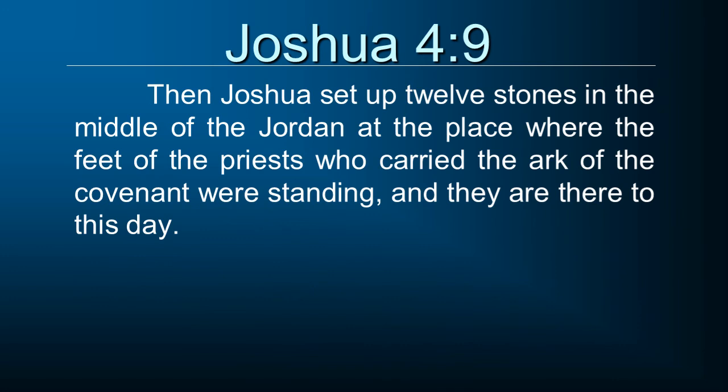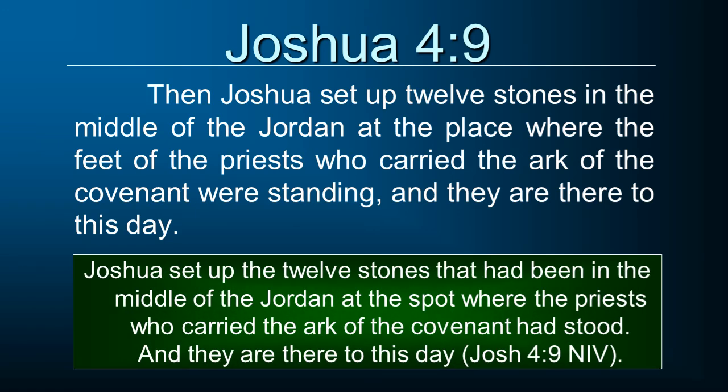Now, verse 9, then Joshua set up 12 stones in the middle of the Jordan at the place where the feet of the priests who carried the Ark of the Covenant were standing, and they are there to this day. Where did he set them up? The way the New American Standard translates it, it sounds like he set them up in the middle of the Jordan. That's what it says. When I look at the New International Version, it changes it a bit. I think they're trying to be true to what they think the Hebrew is saying.